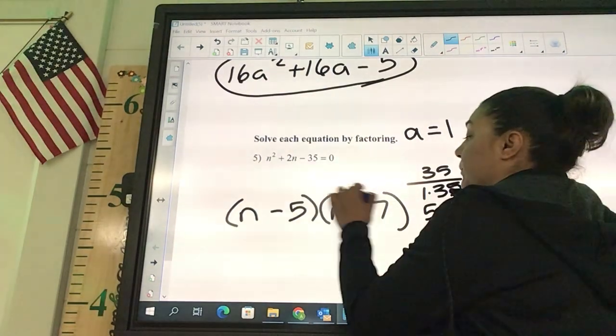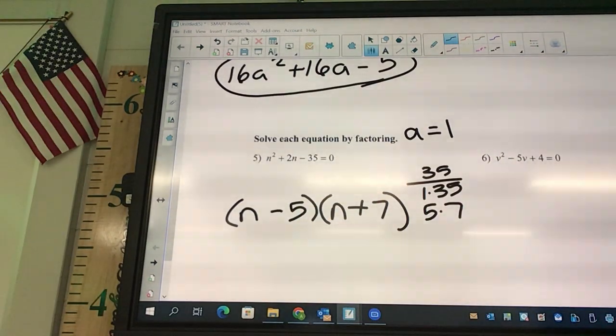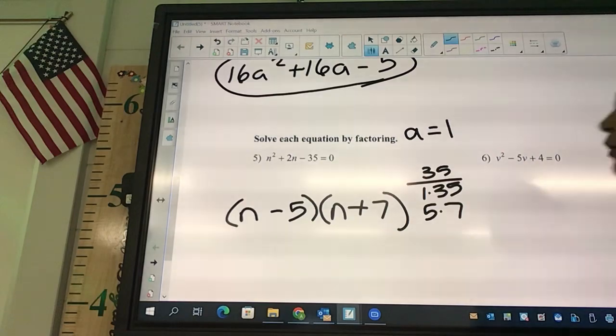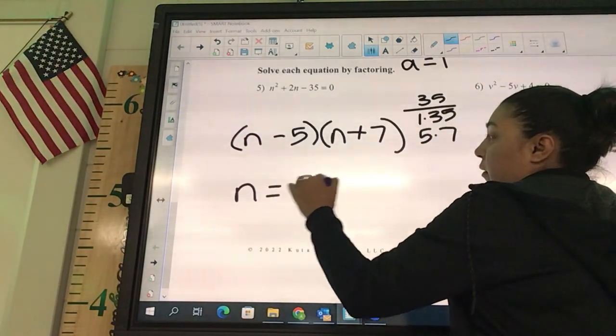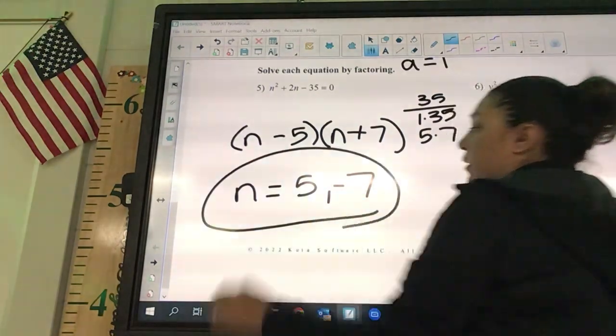Minus, plus. Okay, and do we stop or keep going? Keep going. We keep going. And what is our answer gonna be? And negative 7. Good.